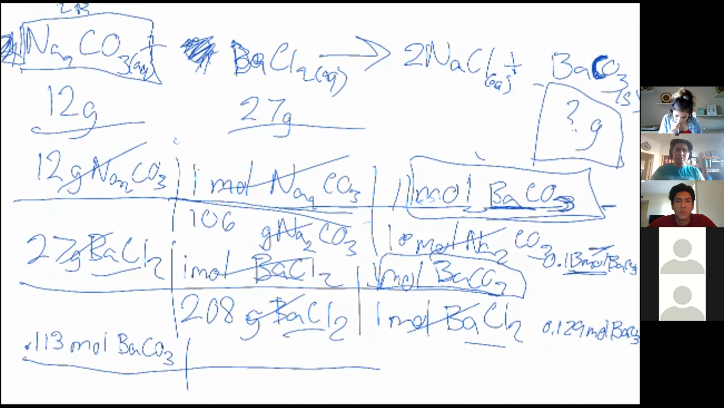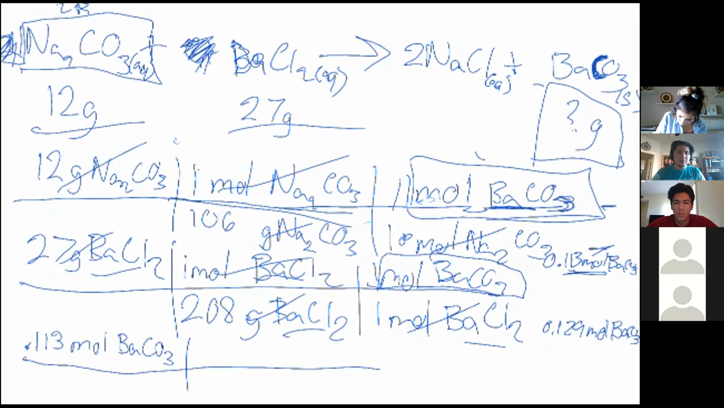Any ideas? Not sure, but we divide. No clue. Wait, sorry, did you say 0.113 was the most that we can make? Yes. Since that's the lower number, that means that's the most we can make, because the most we can make is whatever's the least.